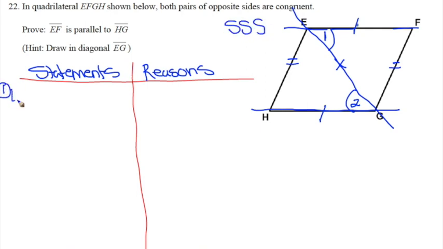So for statement 1, I go with the given information, which is stating that those two opposite sides are congruent. And that already takes care of two sides.